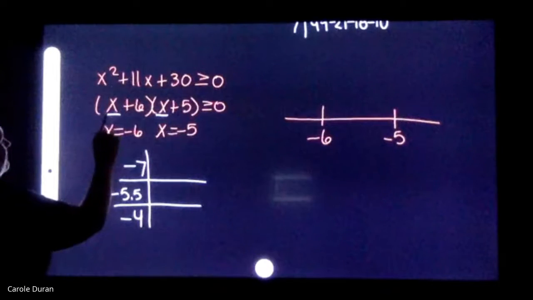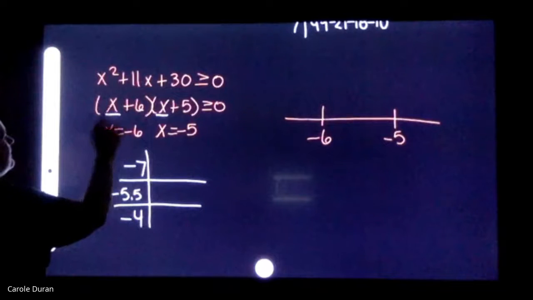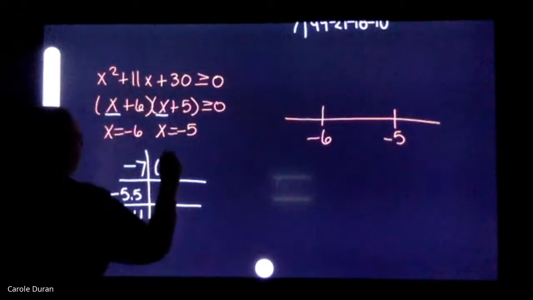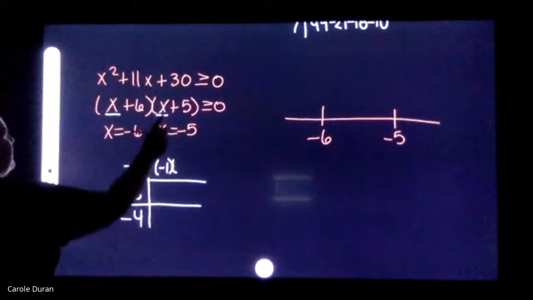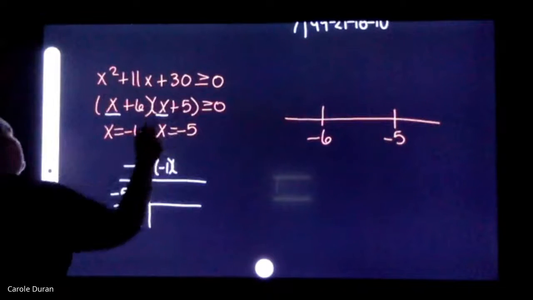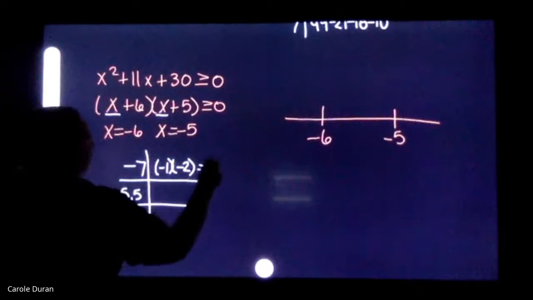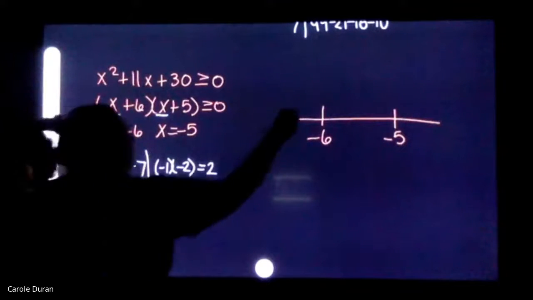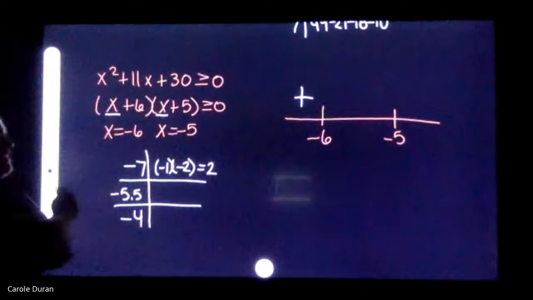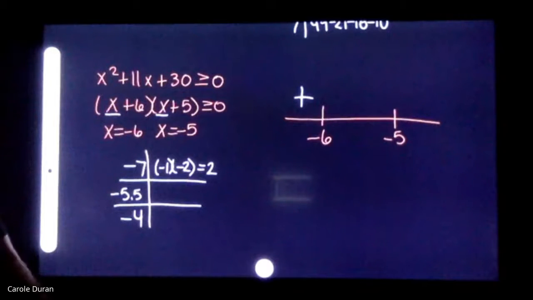So when I plug -7 in for this x, -7 plus 6 is -1. When I plug it in here, I get -7 plus 5, which is -2. -1 times -2 is +2. So this interval is going to give me nothing but positive answers.